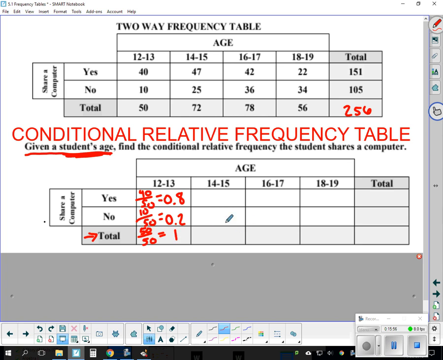So all of these totals down here should all be 1s, because each time you're dividing by the total. So there were 72 in that block, but I'm dividing it by 72. 78 divided by 78, 56 divided by 56. Okay. All right, let me do one more column with you. This one is 47, but we're given their age, so that means we're dividing by the age bracket total, so that would be 72. So 47 divided by 72.